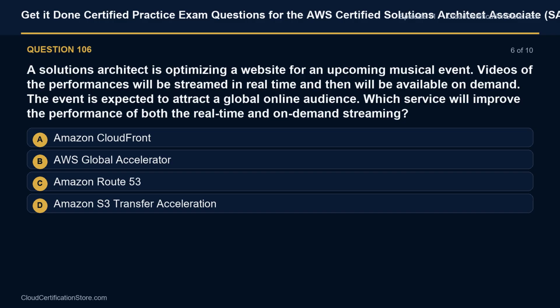Option A. Amazon CloudFront. Option B. AWS Global Accelerator. Option C. Amazon Route 53. Option D. Amazon S3 Transfer Acceleration.